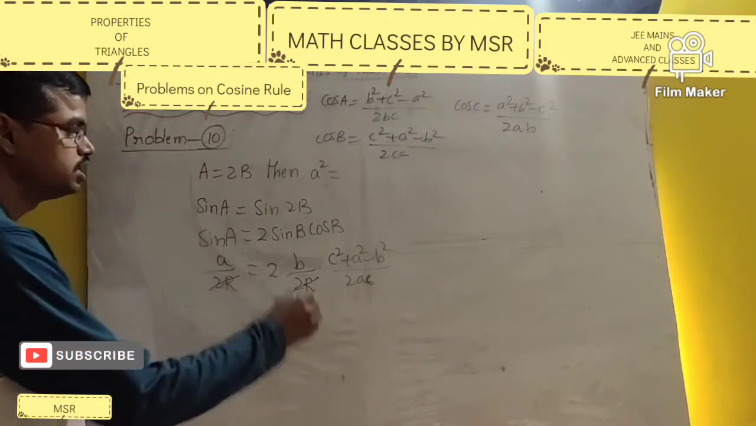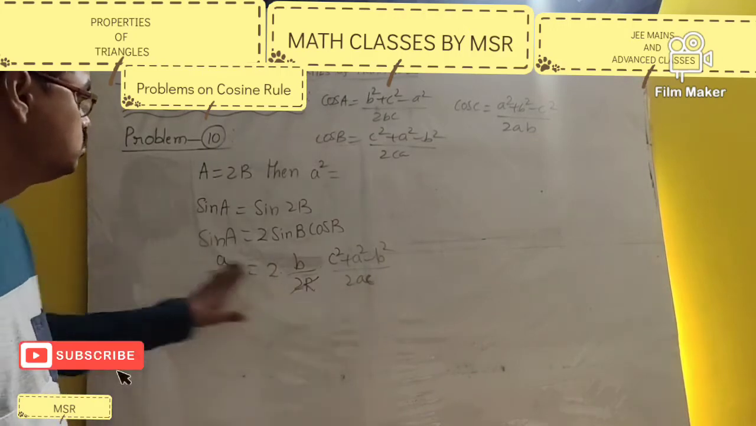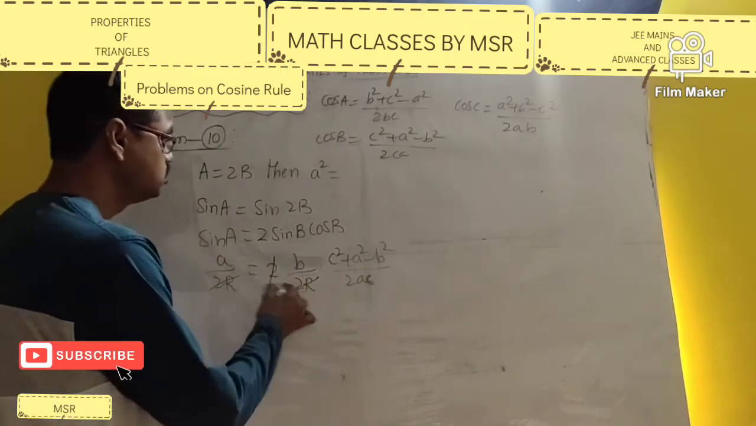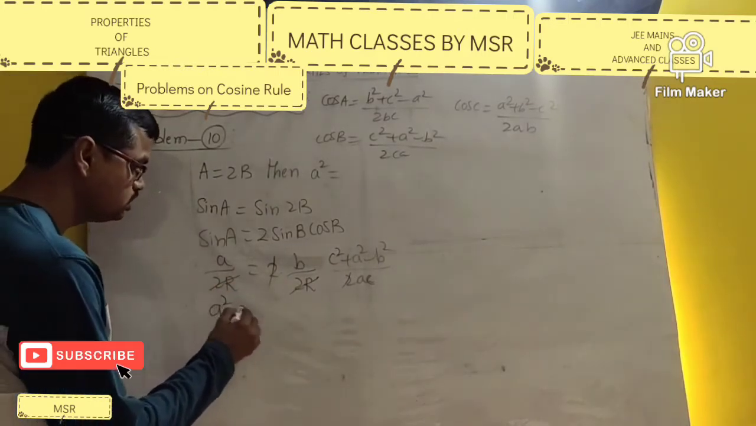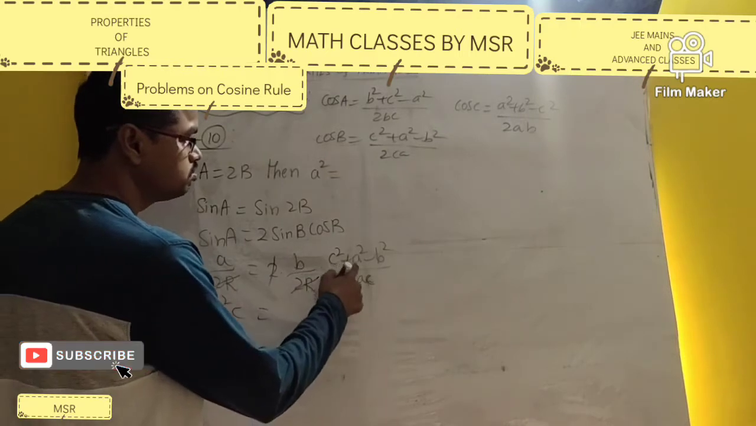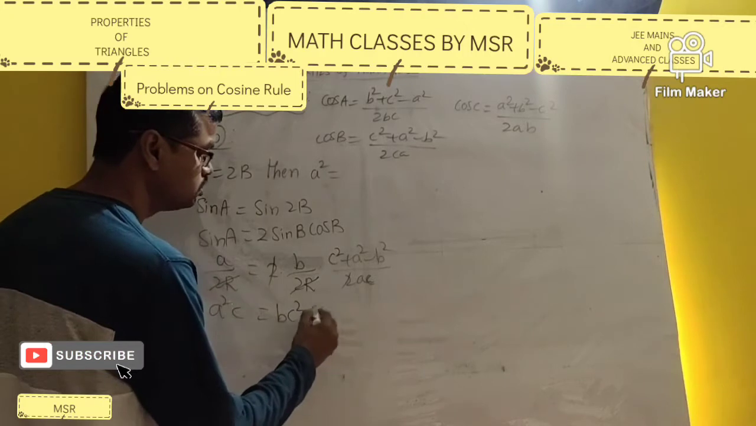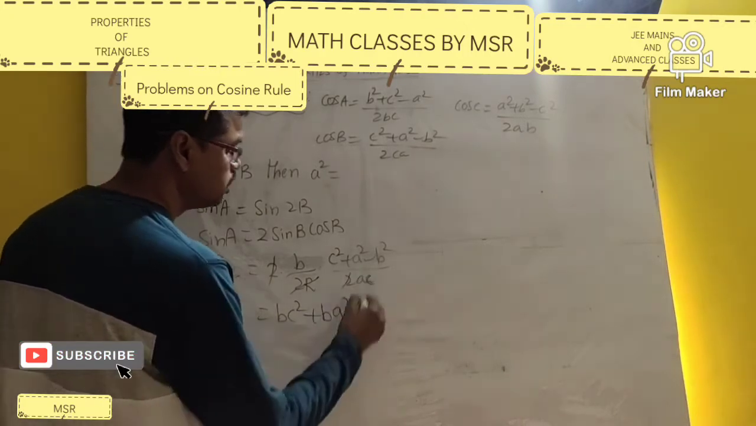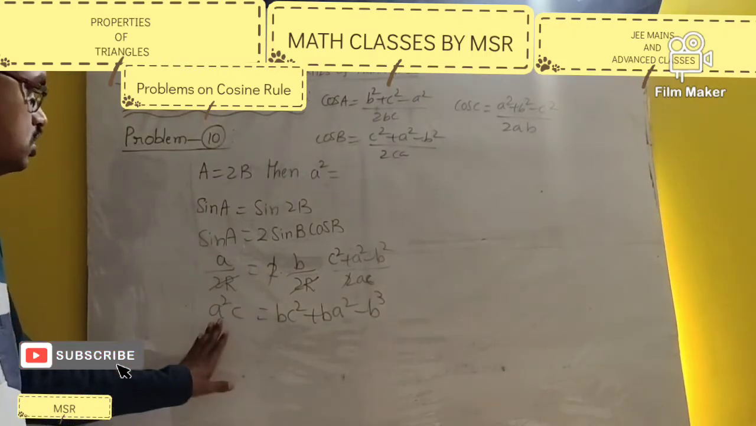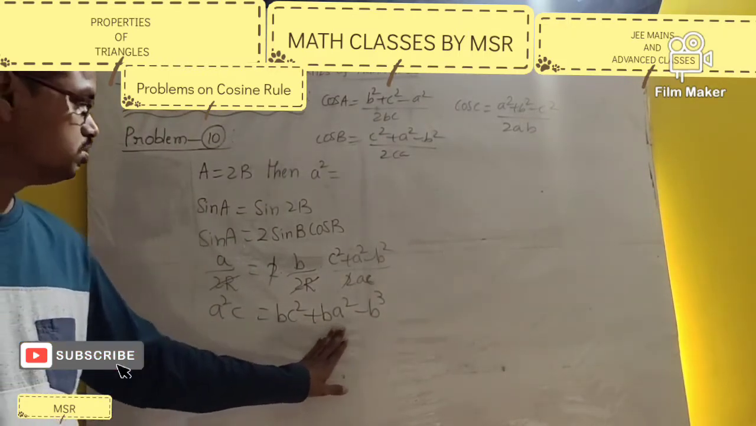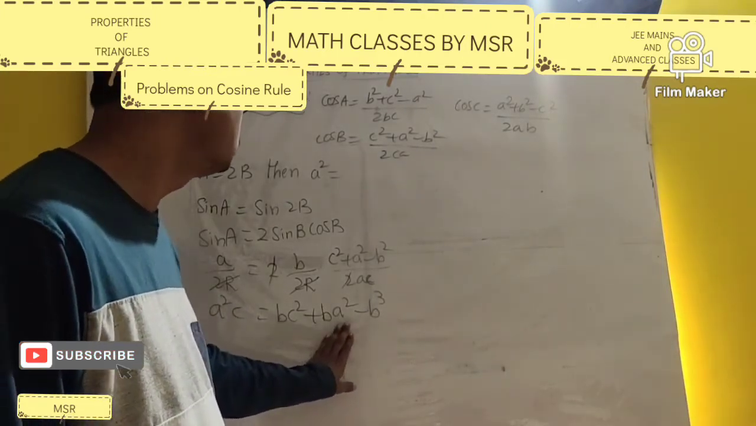Both the sides, 2r will be cancelled. Now bring the 2ac to this side. Here also 2 and 2 will be cancelled. So ac sent that side, a square c equals b times (c square plus a square minus b square), which is bc square plus ba square minus b cube. So a square c equals bc square plus ba square minus b cube.